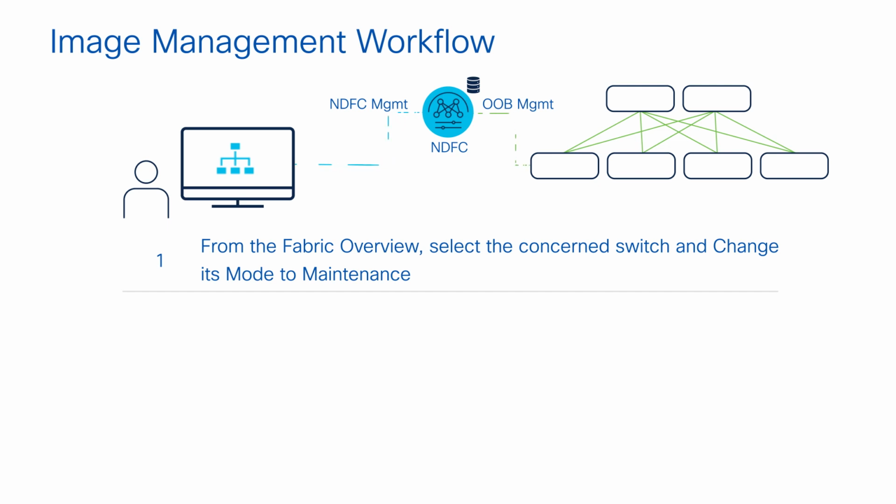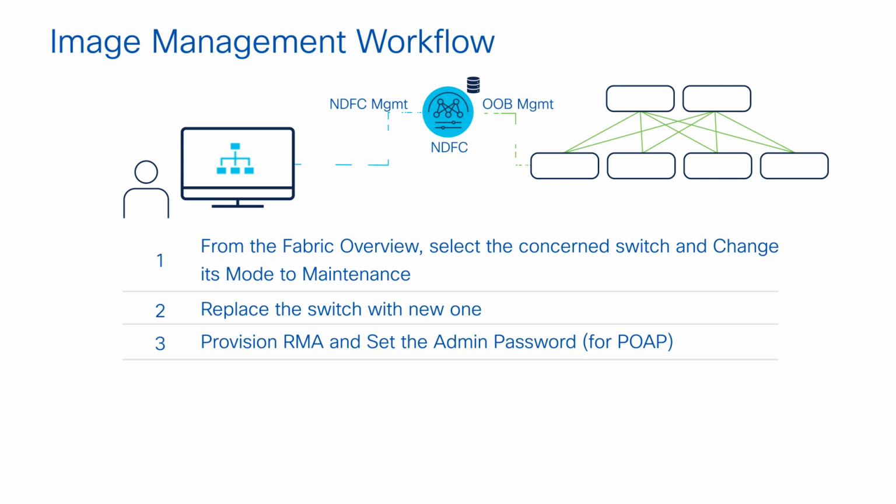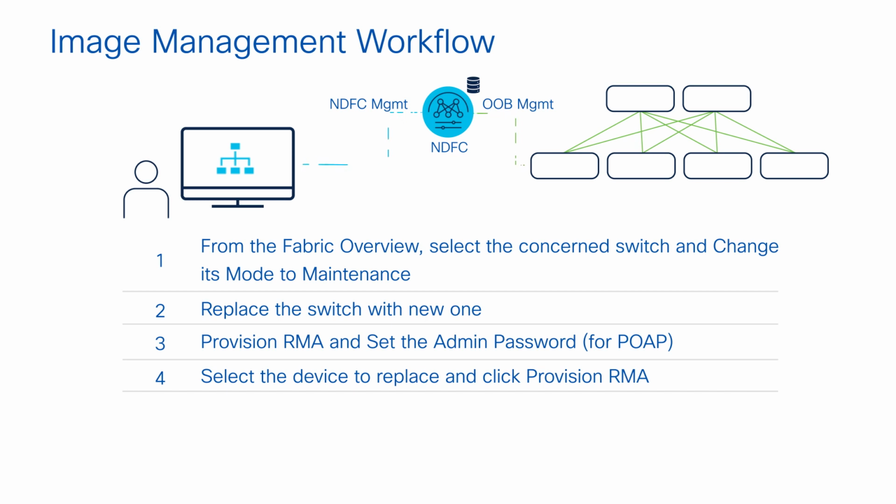Now let's look at the RMA, or the return of material authorization workflow. Now this can be done using POAP or a manual RMA flow. The very first step is from the fabric, we select the concerned switch that we need to replace and change its mode to maintenance. That's how you will gracefully take out the switch from the fabric, and all control plane traffic will be deterred from being sent to that particular switch.